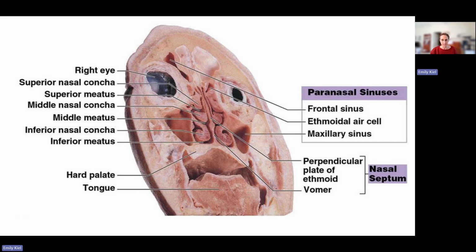As air exits, that nasal mucosa is going to try and reabsorb that heat. We don't want to lose too much heat, and reabsorb that moisture from the exiting air in order to keep homeostasis. However, this can change. If we are breathing through our mouth heavily, we're going to lose a lot more heat, and we're going to lose a lot more moisture because it's not passing through these nasal concha to have that reabsorption happen.